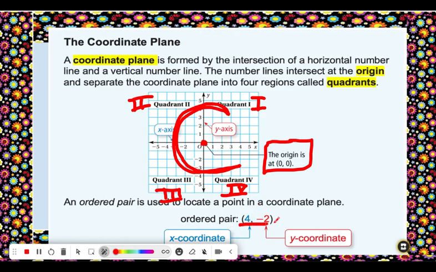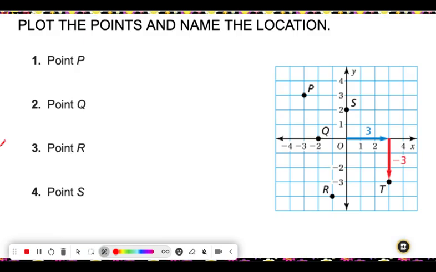And then from there we can plot points, ordered pairs. So (4, -2). The first number is your x-coordinate, tells you where to go left or right. And the second number is our y-coordinate, tells us whether to go up or down. So plot the points and name the location. Let's find point P.